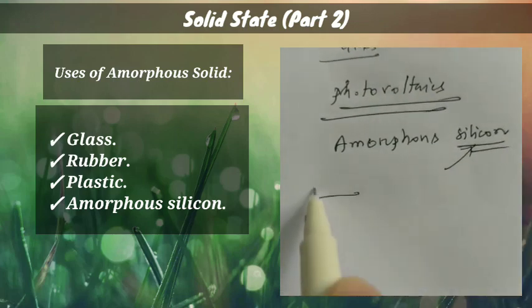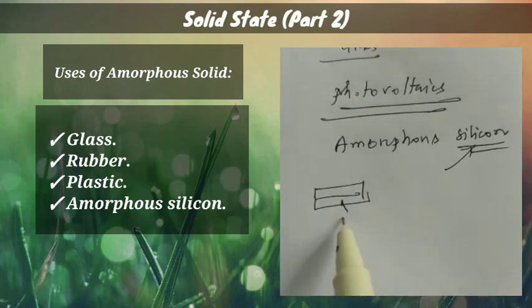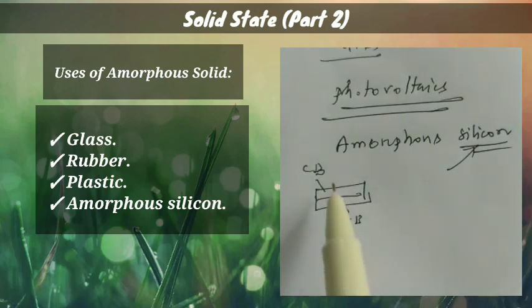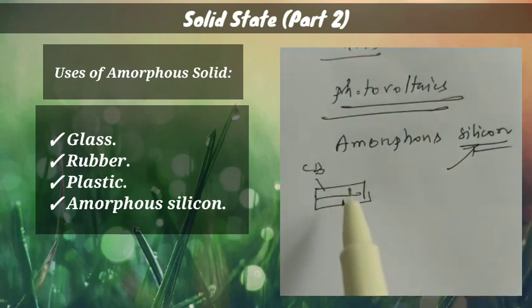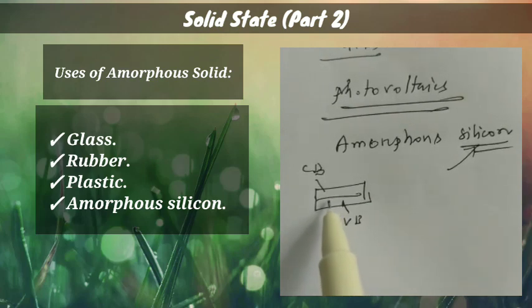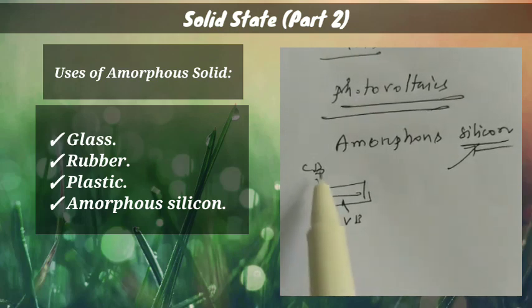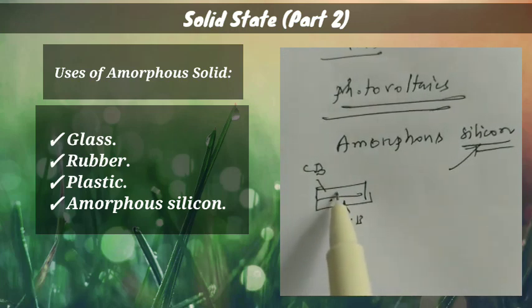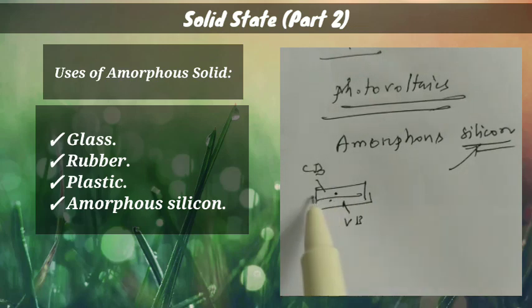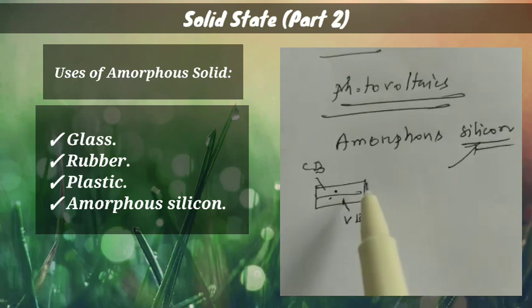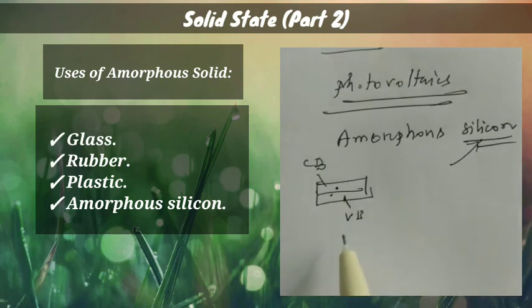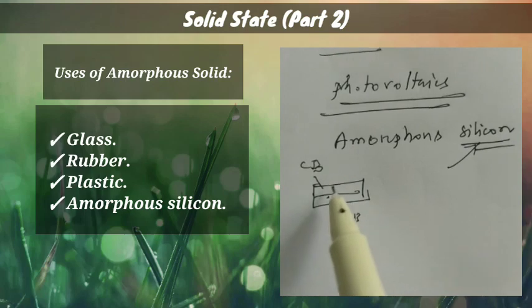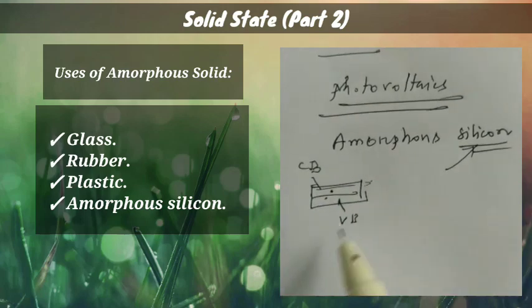Let's suppose this is your valence band, and this is your conduction band. In the case of a conductor, the valence band and conduction band are merged with each other. That means the electrons are in the valence band, and since the conduction band is merged with the valence band, the electrons are also in the conduction band. Electrons can flow only in the conduction band, so in a conductor the electrons can easily flow.